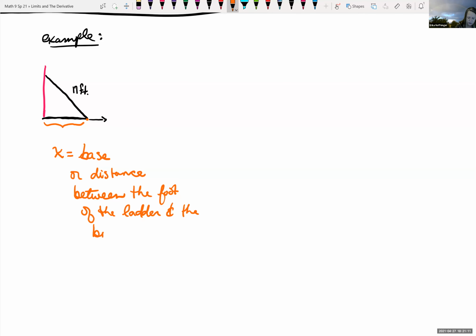Okay, so it's telling us that it is moving away from the building at a rate of 9 feet per minute. So we actually know what dx/dt is. Given that dx/dt is equal to 9 feet per minute.